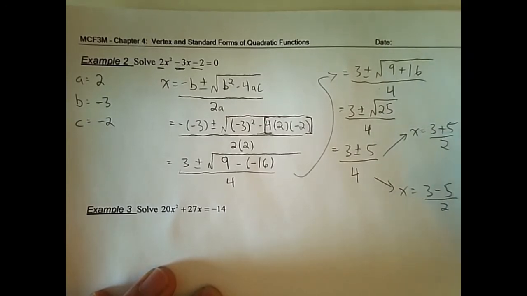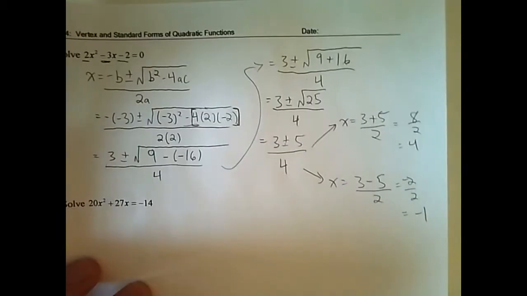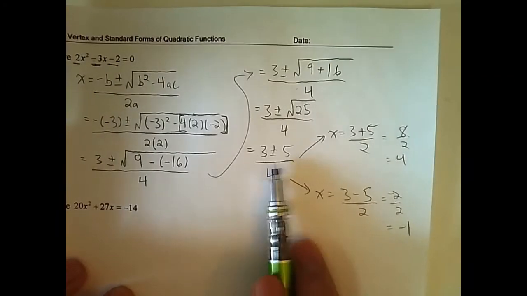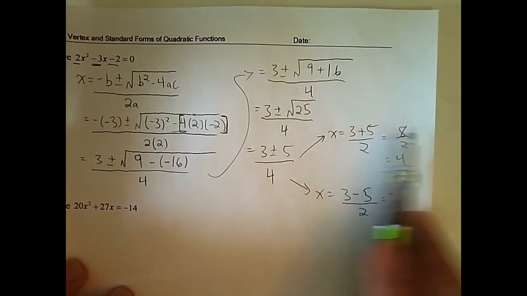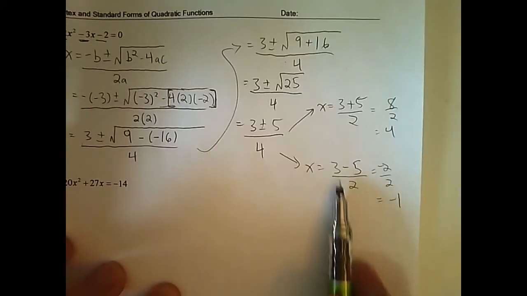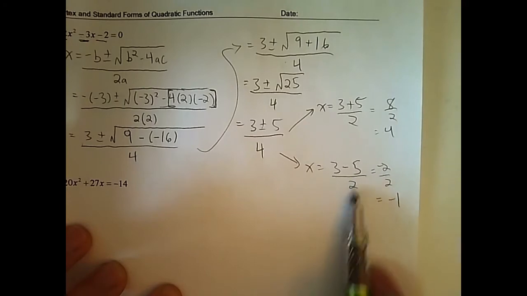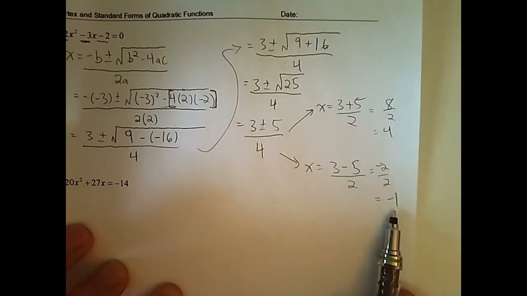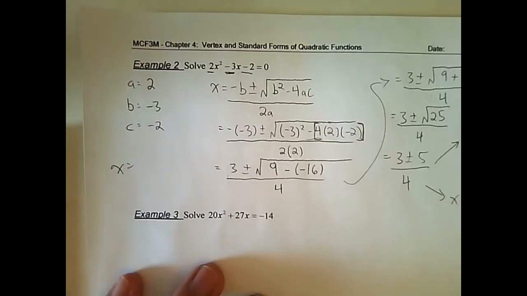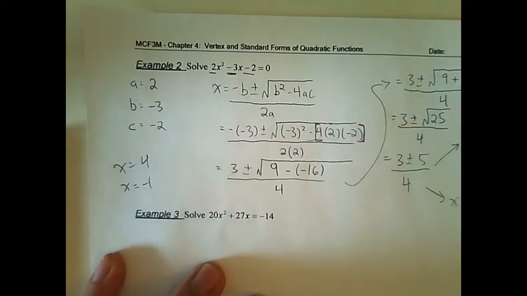So my x-intercepts are... Sorry, you can see what I was writing. So 3 plus 5 divided by 2 is 8 divided by 2, which is 4. And then 3 minus 5 is negative 2 divided by 2. So negative 2 divided by 2 is negative 1. So my x-intercepts are 4 and negative 1.